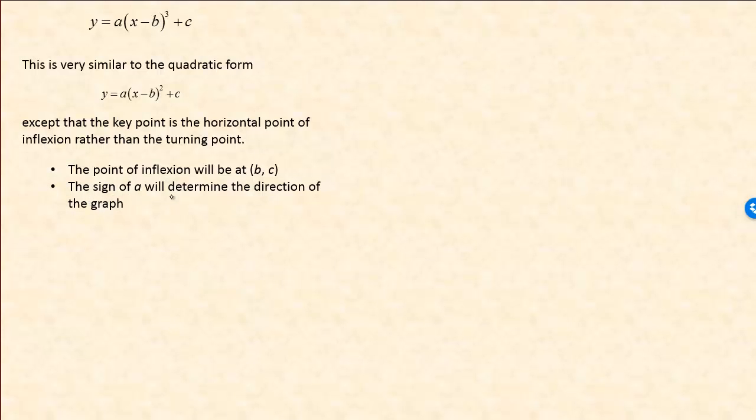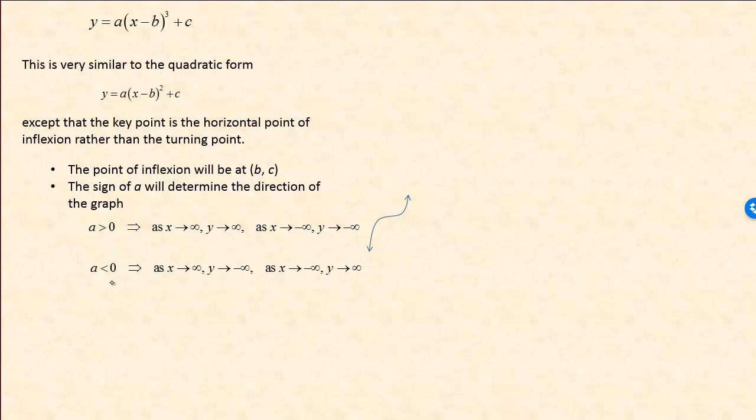The sign of a will determine the direction of the graph. If a is a positive number, then as x tends to infinity, y tends to infinity, and as x tends to negative infinity, y tends to negative infinity. That means it's shaped like this. So as x becomes increasingly negative, the curve disappears off the bottom, which is what this means. And as x becomes increasingly positive, the curve goes off the top of the graph, which is what this means just here.